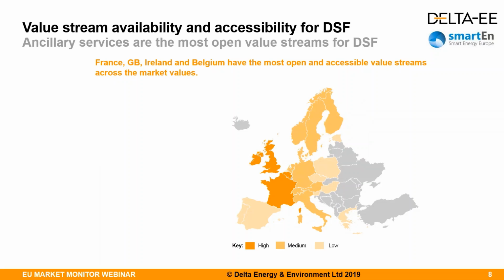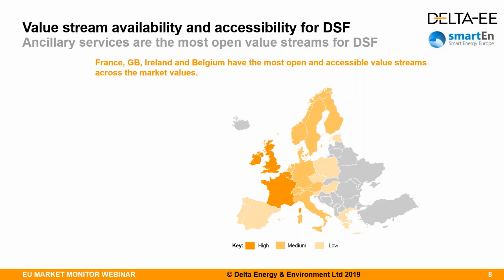So I'll start with value stream availability and accessibility. It's important to understand here that we've looked at a lot of value streams, so any of the value streams that are available that could be used for demand side flexibility. That includes ancillary services, interruptible loads, capacity mechanisms, TSO or DSO network charges, day ahead and intraday markets, and any of the new value streams that we see come into the market. For example, new DSO specific products that we're seeing in some markets today.